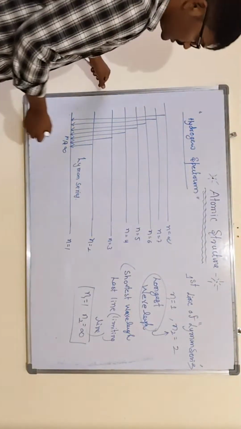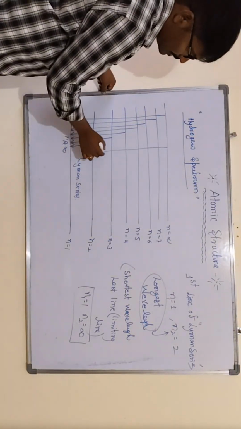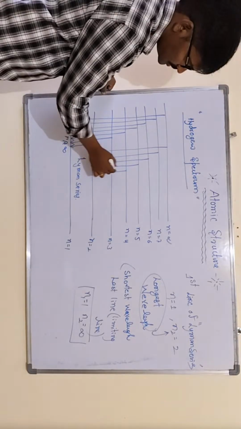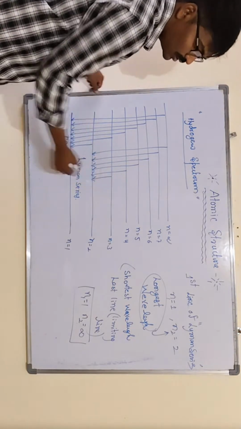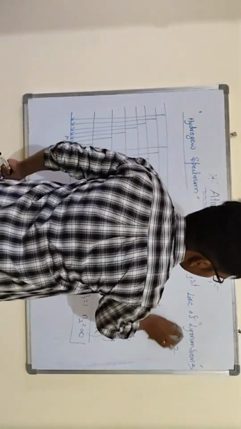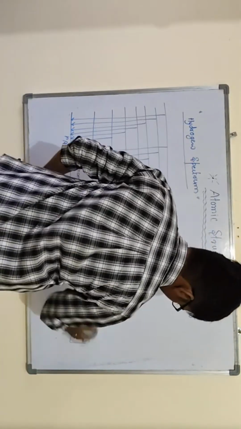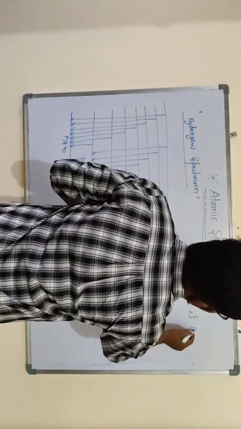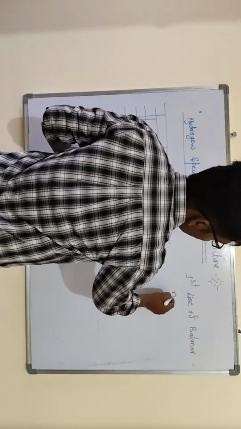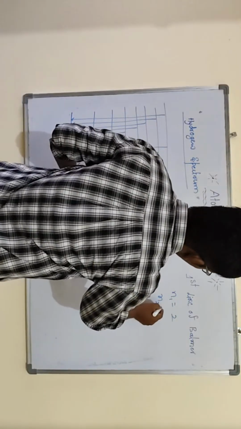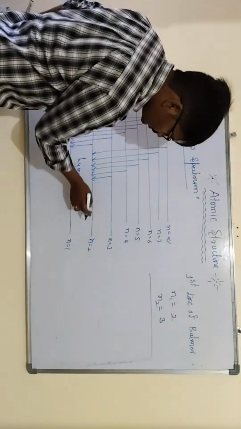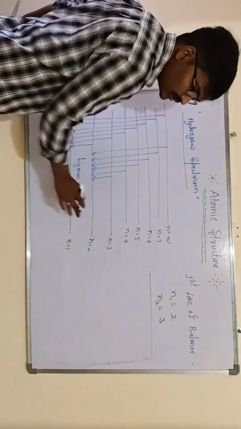In case you take Balmer series, look at the Balmer series. So for the first line of Balmer series, what do you have to take? Suppose they ask the first line of Balmer series. What you have to take? N1 value is equal to 2, n2 value is equal to 3.